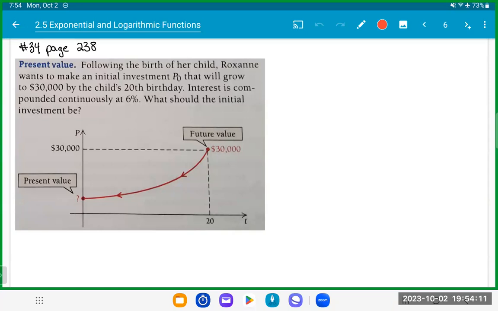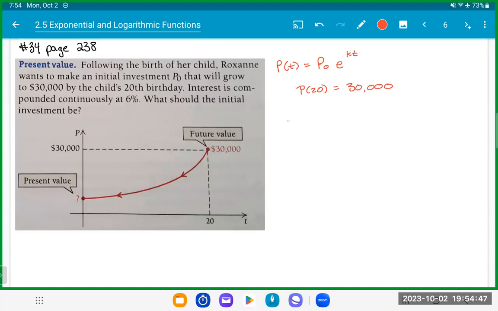And so using the exponential growth function, we see that P of t is equal to our P naught times e to the kt. The future value, P at 20, we want to be $30,000. This is the information that we were given, and now we need to solve what initial investment we should put in order to have that $30,000 at the end.